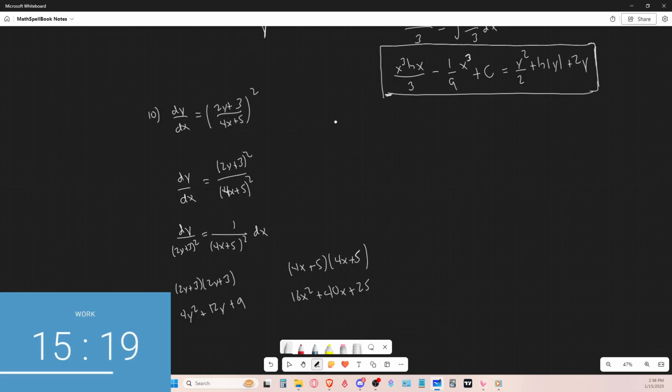So then we're left with, yeah, so it's gonna be like that anyway, so we'll move everything over here. So we are left with dy over 4y plus 12y plus 9 equals dx over 16x squared plus 40x plus 25. Okay. Now the hard part. Making them all work.